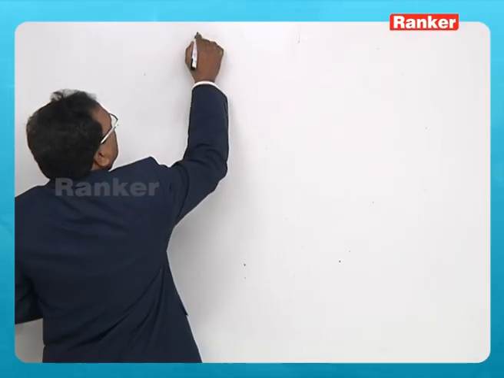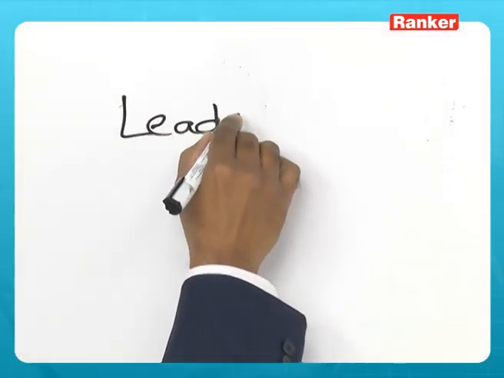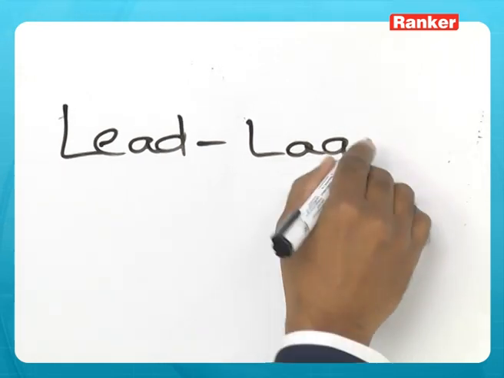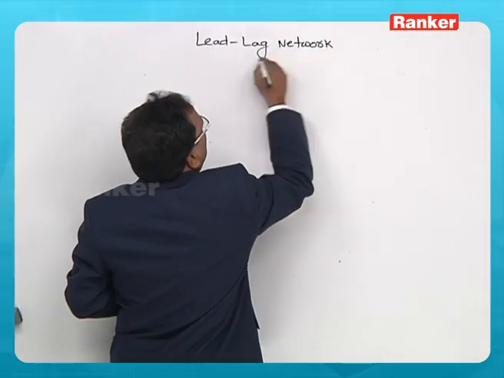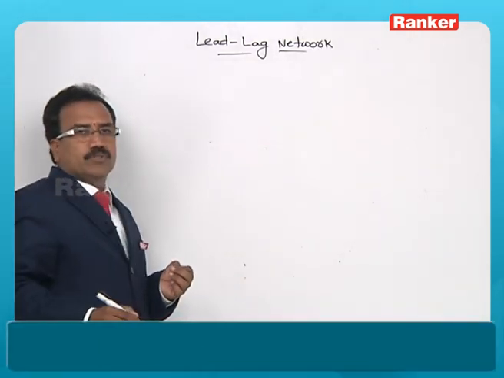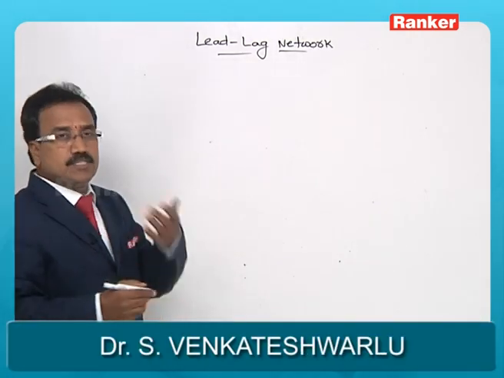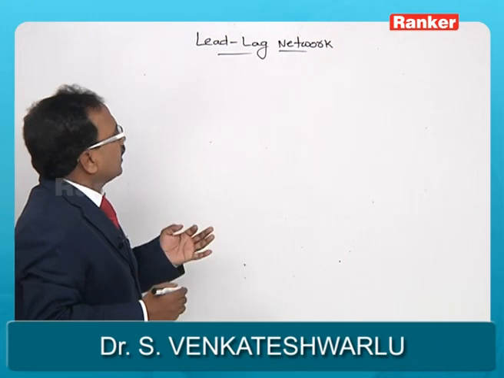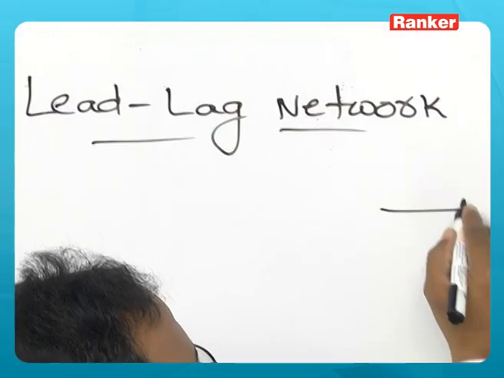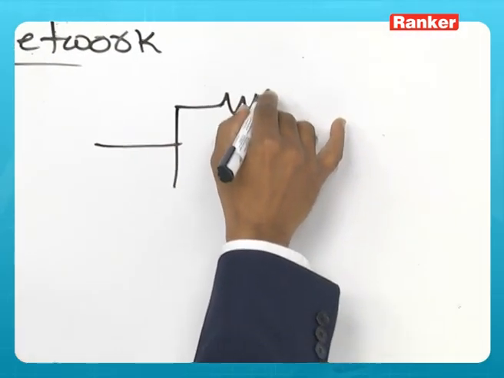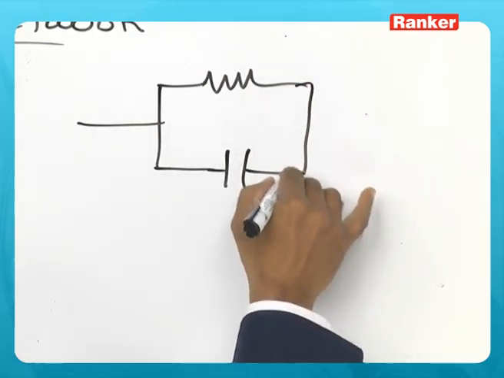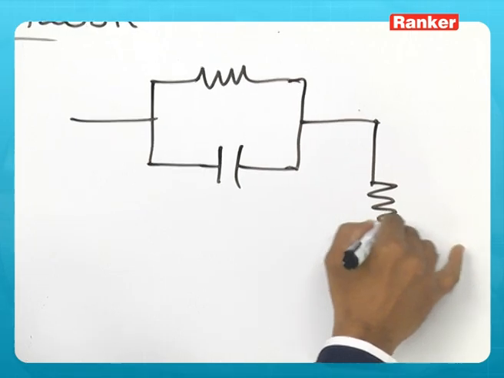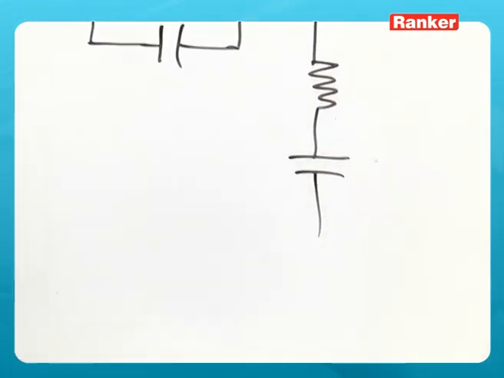Now let us see the last network in these compensators, which is the lead lag network. Lead lag network, so the lead is ahead, then lag. So you have first the lead part of the network, then you have the lag part of the network.